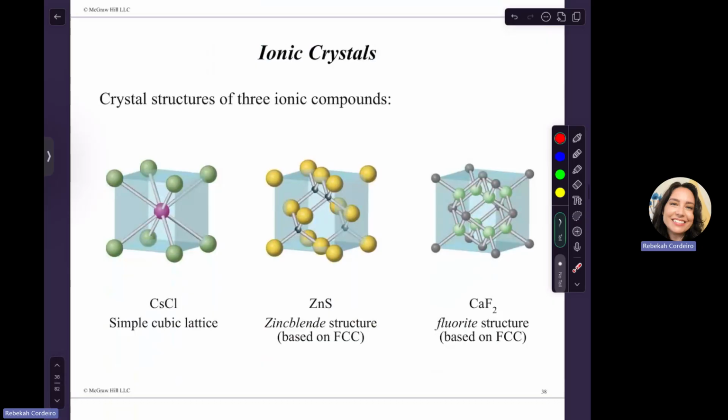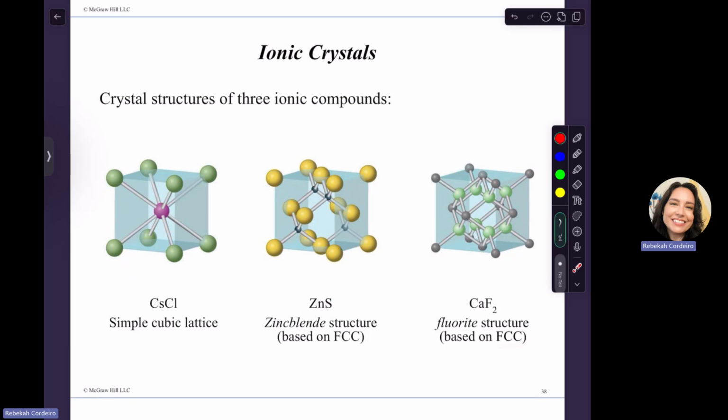And so here's some simple crystal structures. The simple cubic lattice would look like this. This is an example of a face-centered cubic. So you can see the atoms kind of hanging out of the faces. And then this one is also based on a face-centered cubic. But these are really complicated. I'm not asking you to draw any of these. I just want you to know what they look like.